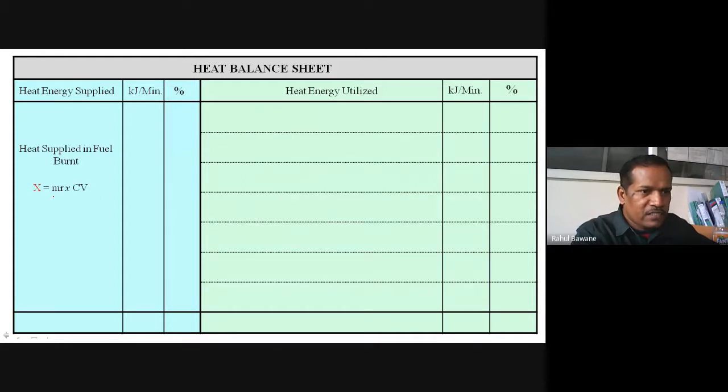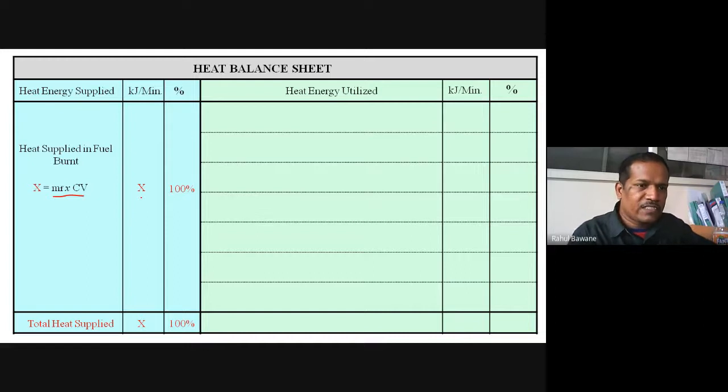So always take a precaution to read the unit. What is the given unit in your numerical and what is asked in the heat balance sheet. On the basis of that, we have to take a precaution to convert our unit. So heat supplied by burning of fuel, MF into CV, whatever be the amount, that X amount, we will write in the kilojoule per minute column. And then this is nothing but 100% heat. This is the total heat generated in a furnace. So at the bottom, summarize, total heat supplied is amount X and it is 100%.